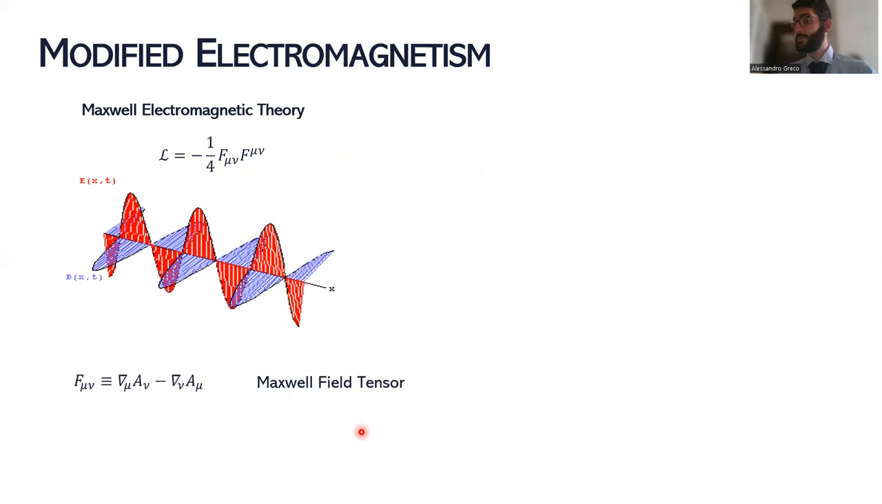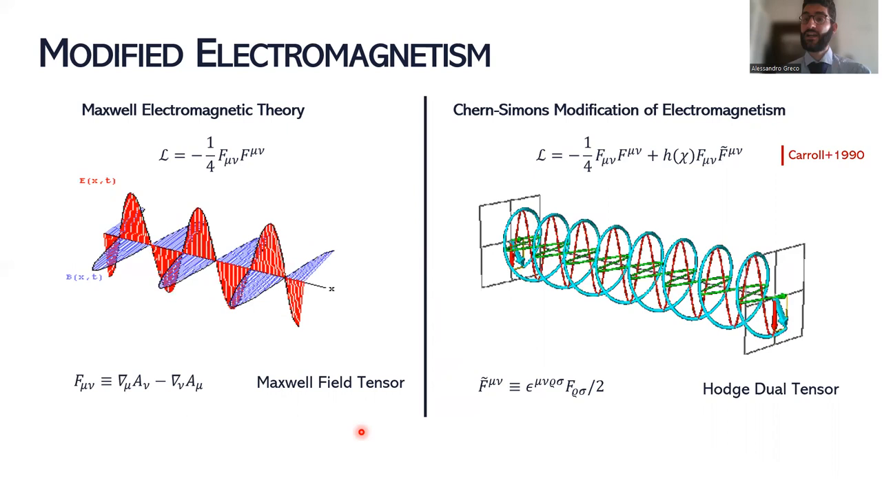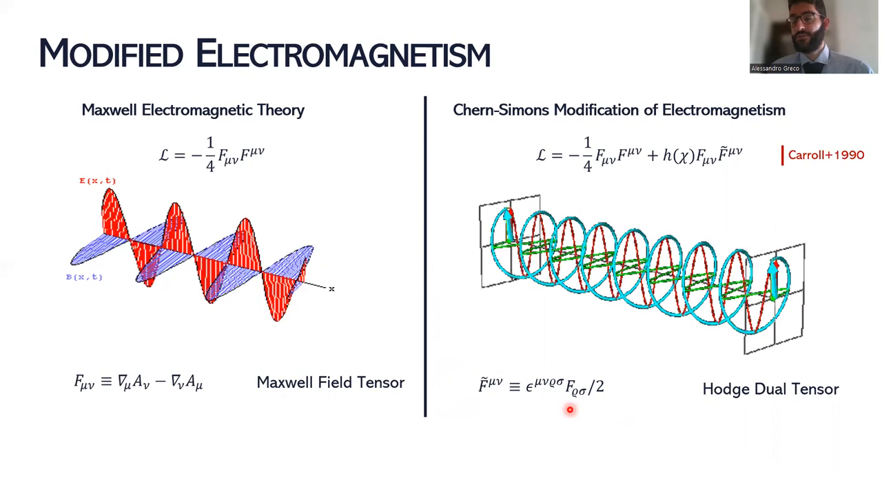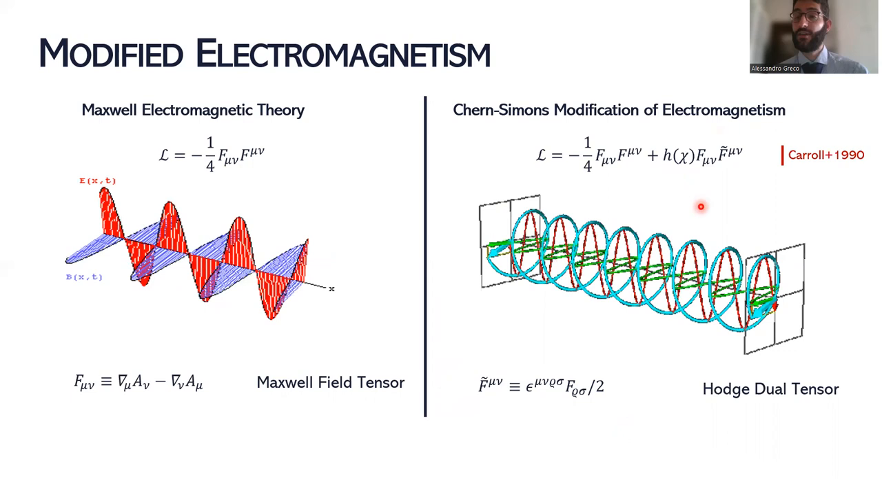The situation changes when you consider a Chern-Simons modification of electromagnetism, when you have an extra coupling between the Maxwell field tensor and its Hodge dual, which is proportional to the Levi-Civita symbol, which is parity breaking as an interaction, because you know that the Levi-Civita symbol is antisymmetric by definition, and this new mysterious field chi, via this dimensionless coupling function H of chi.